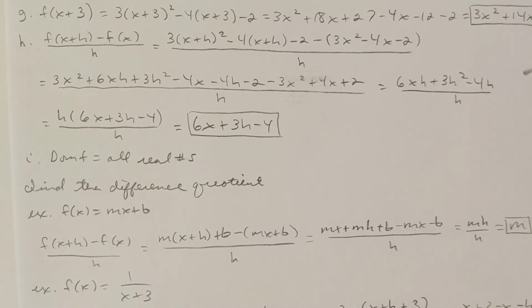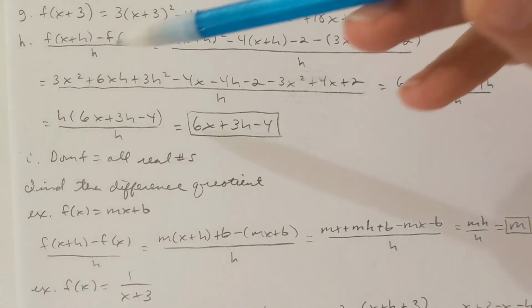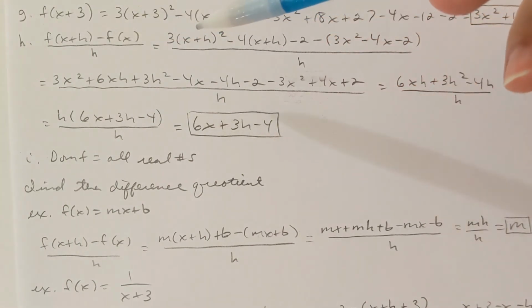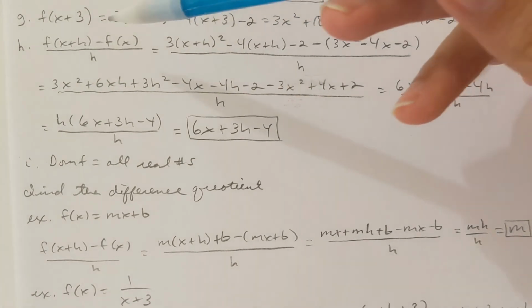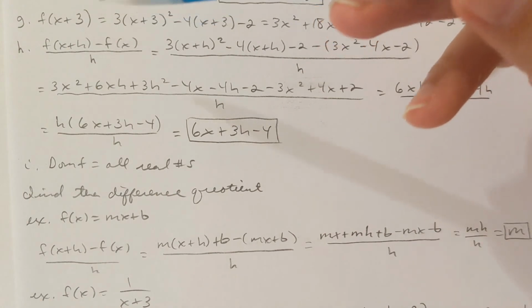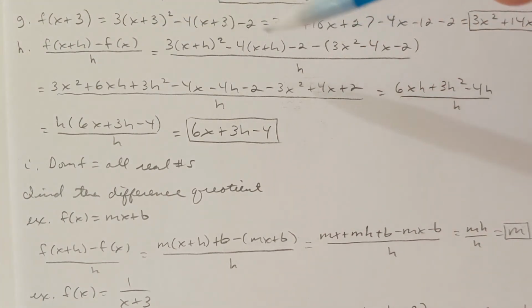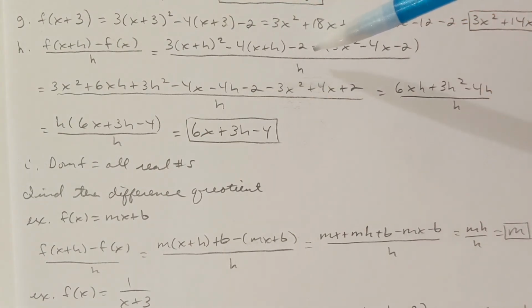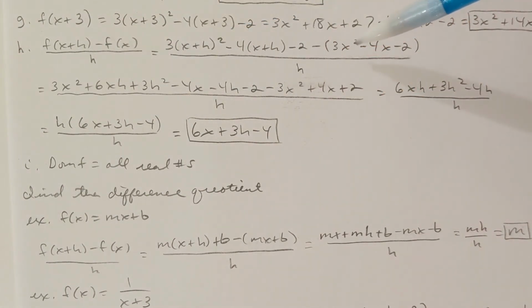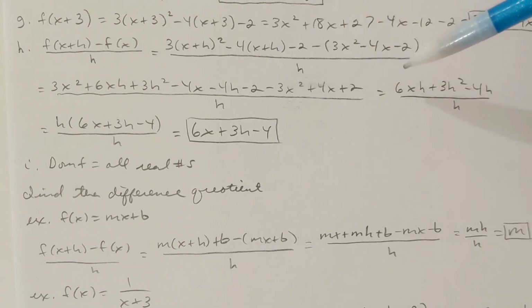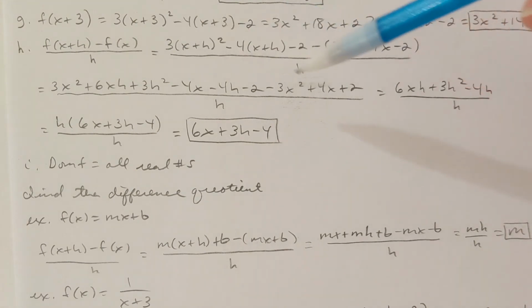Part H, f of x plus h minus f of x all over h. Well, f of x plus h means that I got to take the original function and add x plus h, just like what I'm doing right here when h is 3. So I get this part, 3 times x plus h squared minus 4 times x plus h minus 2. Okay, now I'm supposed to subtract f of x. Subtracting the quantity, 3x squared minus 4x minus 2. Make sure that you got parentheses around that. And this is all over h.